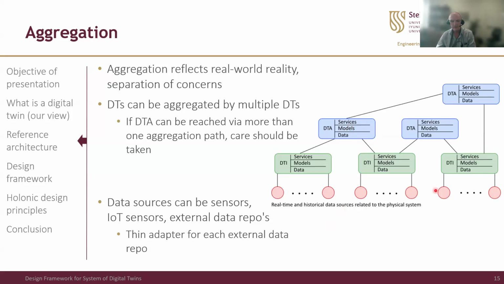The data sources, in many of our cases, the data has already been captured, is already available digitally. So we can capture data directly from sensors or IoT sensors. We go to the cloud, and very often these are external data repositories that are already there. And in our thinking, we have an adapter here between the data source and our digital twin, and that adapter must be thin so that it is cheap to update it.